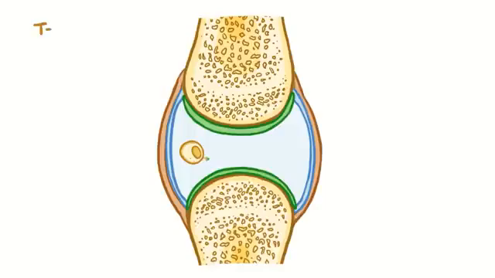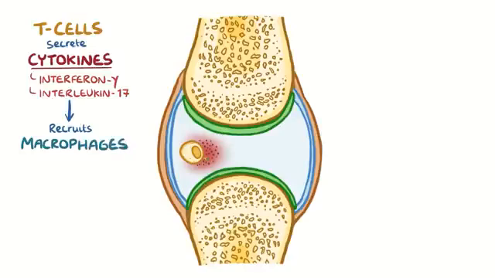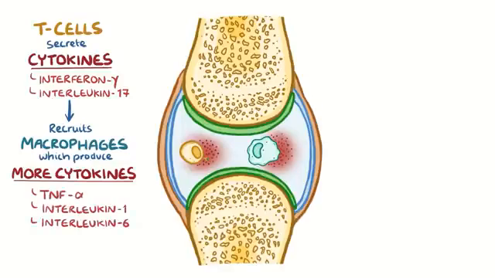Once there, T cells secrete cytokines like interferon gamma and interleukin 17 to recruit more inflammatory cells like macrophages into the joint space. Macrophages will also produce inflammatory cytokines like tumour necrosis factor or TNF-alpha, interleukin 1 and interleukin 6, which together with the T cell cytokines stimulate synovial cells to proliferate.